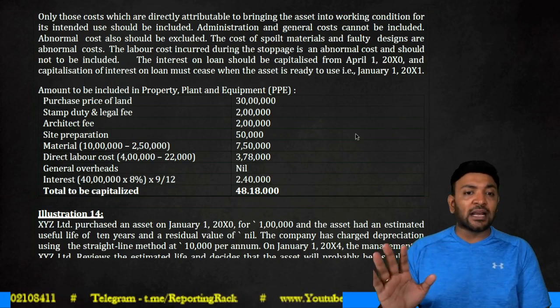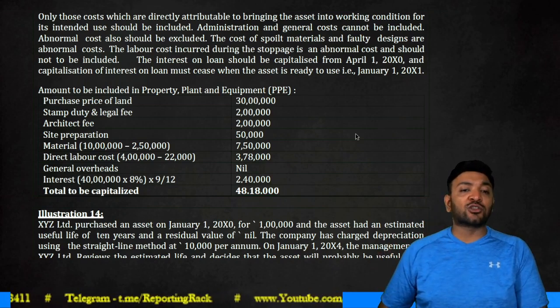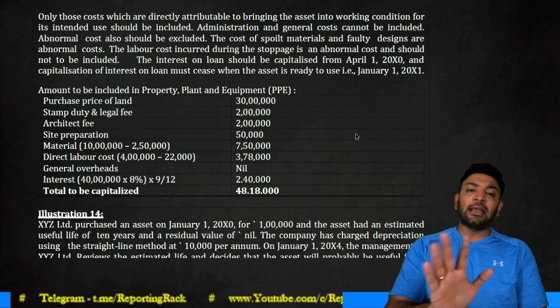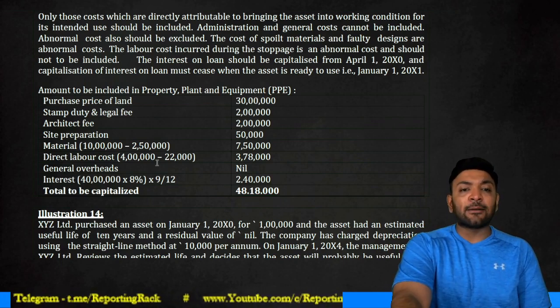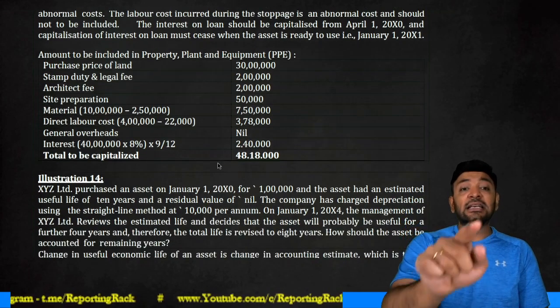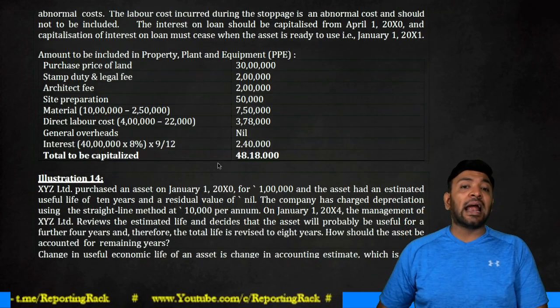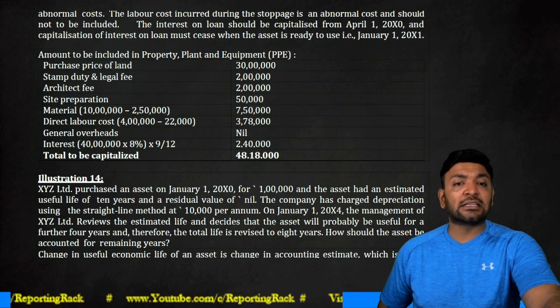General overhead should not be considered. Cost eligible to be capitalized towards borrowing cost is 2 lakh 40. Perfect, your answer is right except for the material of 1 lakh 50. His answer is wrong to the extent of land and stamp duty.